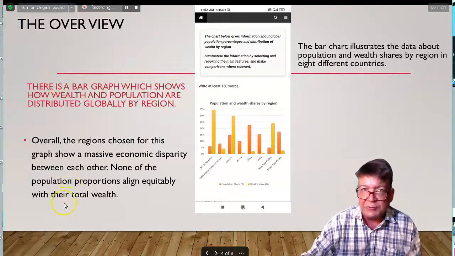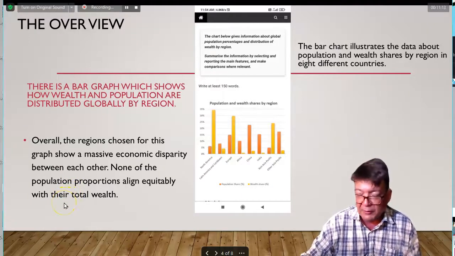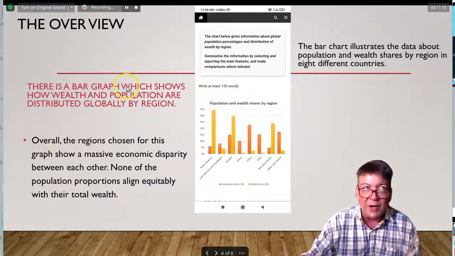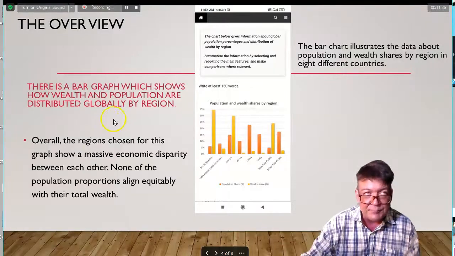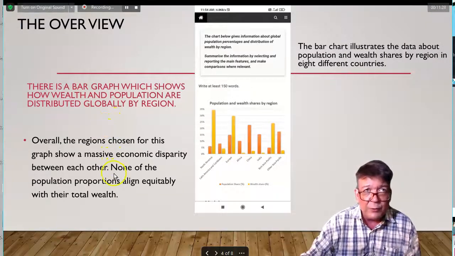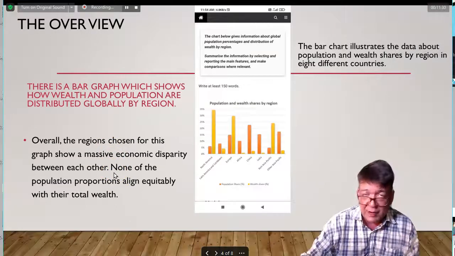Note there is a bar graph which shows. What I've done here is I've created a complex sentence right off the bat. You can check it off your list. You've used a relative clause effectively, and you're doing it quite differently than everybody else does. Overall, the regions chosen for this graph show a massive economic disparity between each other. None of the population proportions align equitably with their total wealth.